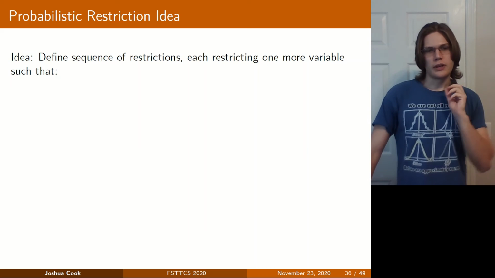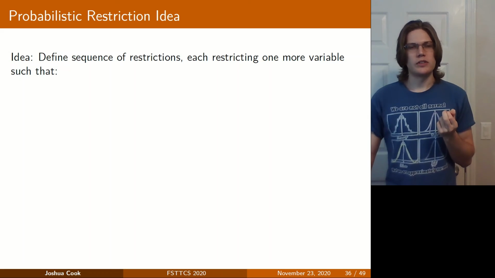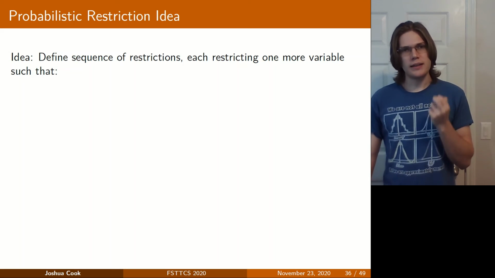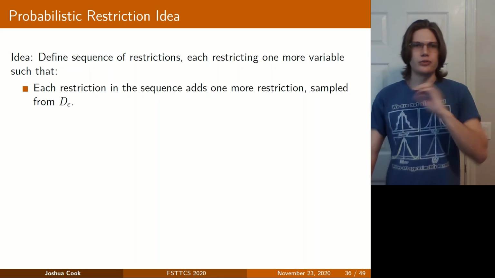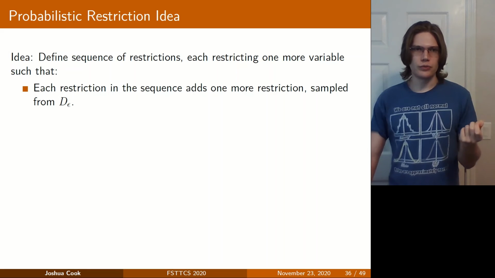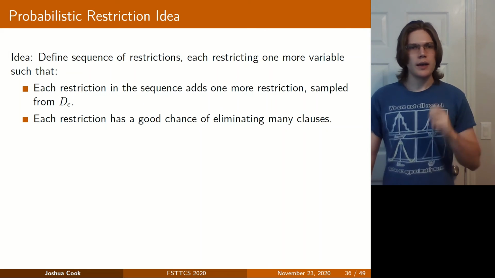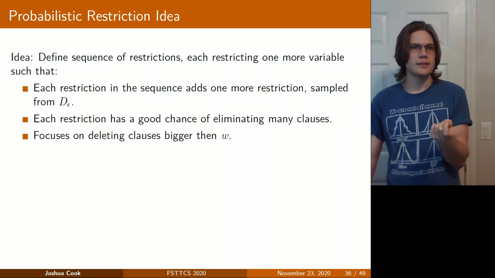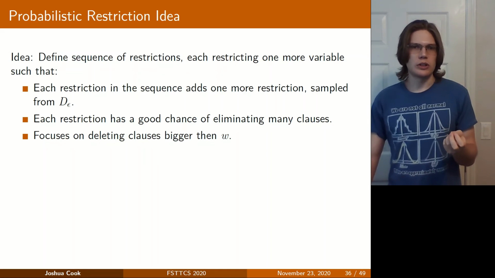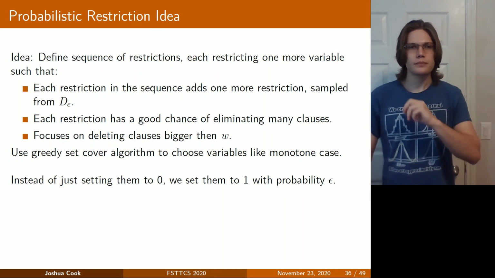Okay, so the idea in order to get the probabilistic restrictions is to define a sequence of restrictions, each restricting one more variable, such that each restriction in the sequence samples one variable from the epsilon. It chooses the variable so that it has a good chance of eliminating many clauses, and then we only focus on deleting clauses bigger than W.